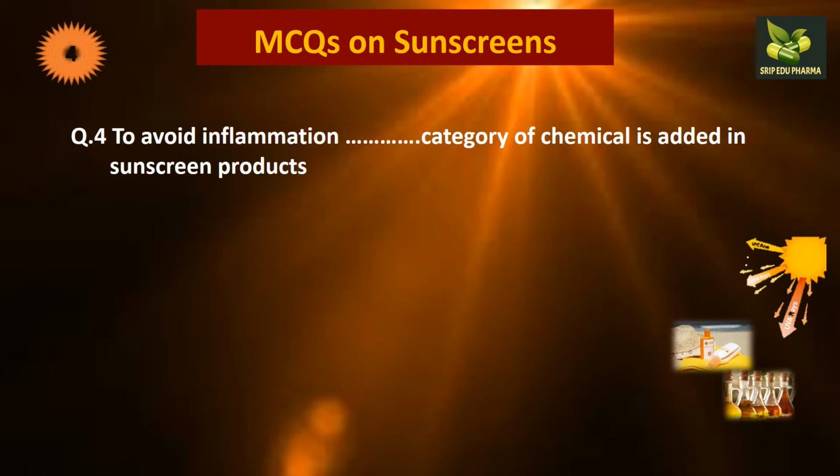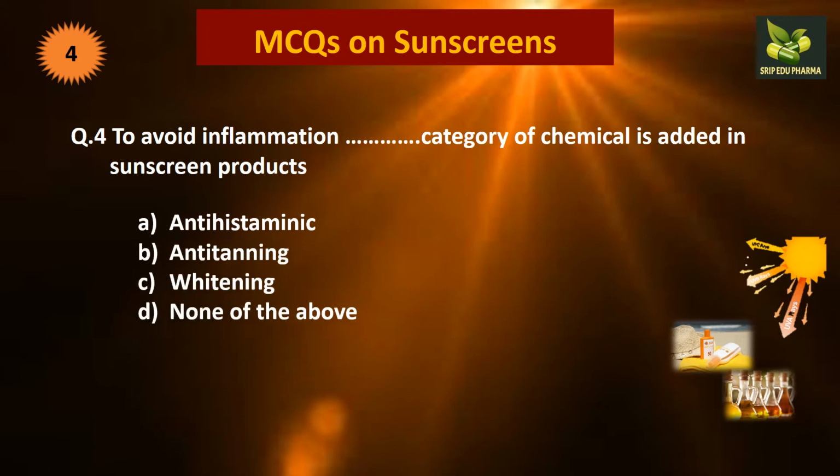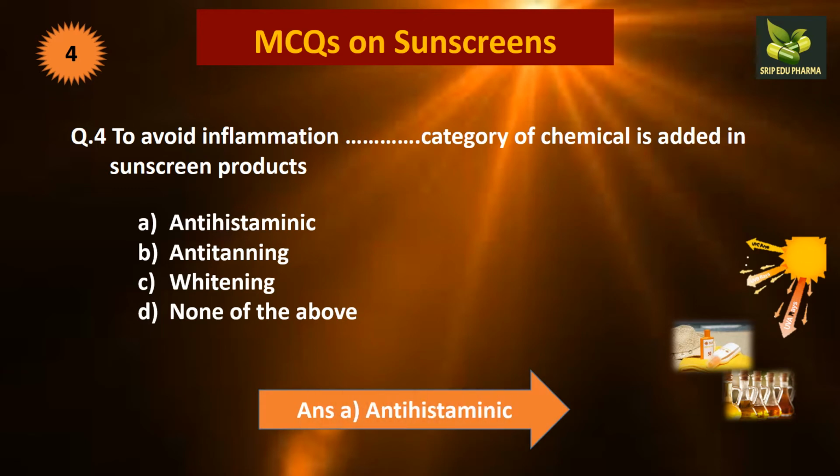To avoid inflammation, dash category of chemical is added in sunscreen products. A. Antihistaminic, B. Anti-tanning, C. Whitening or D. None of the above. To avoid inflammation, we remember that antihistaminic or anti-allergic chemicals are added. So the answer is A.